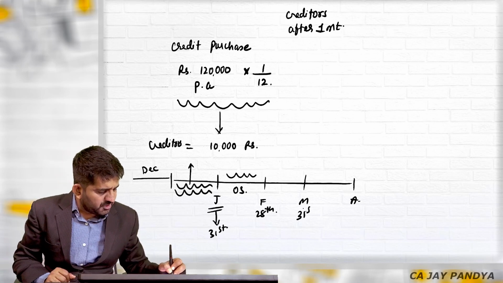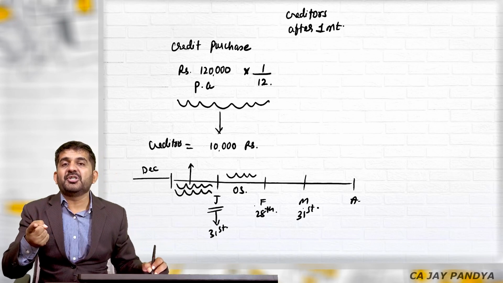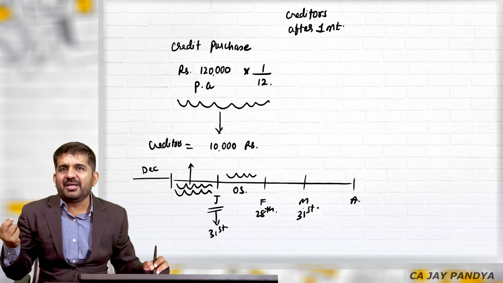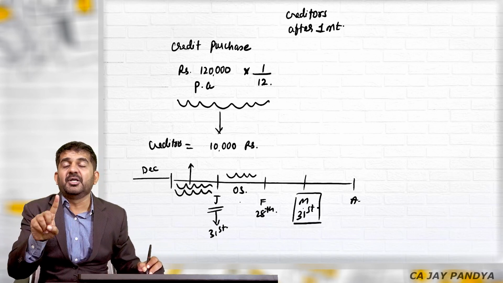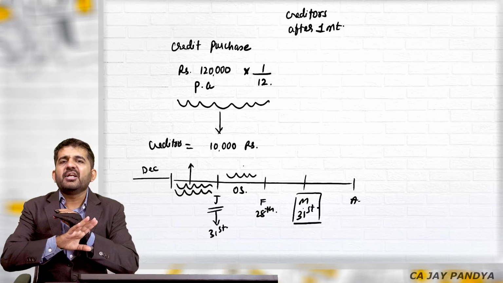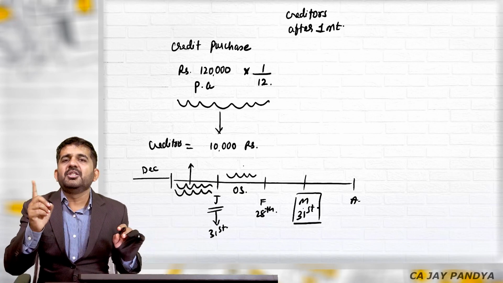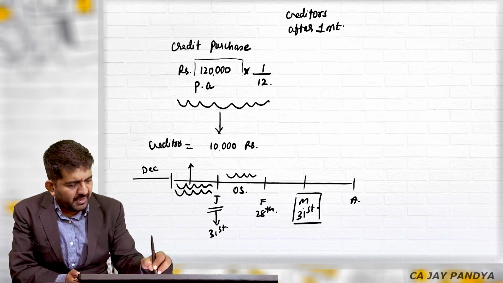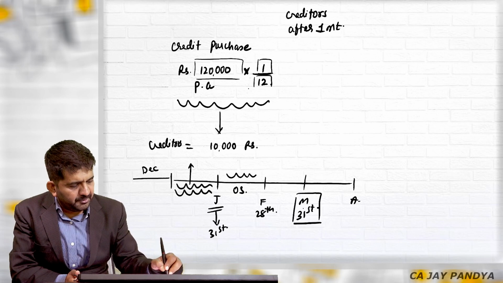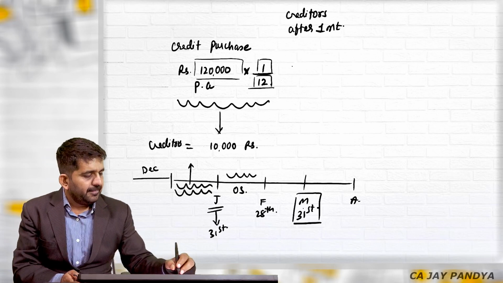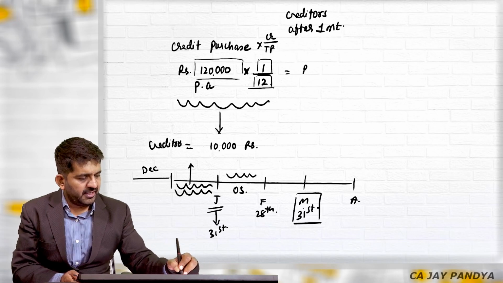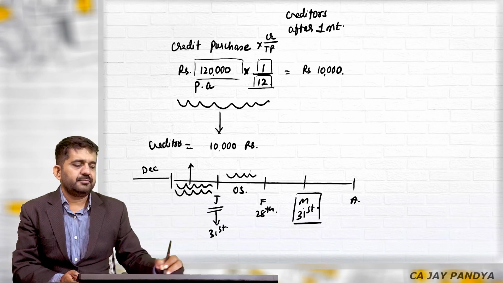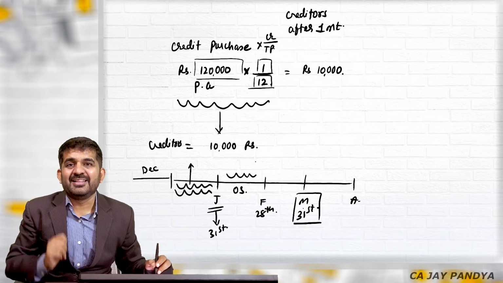As on 31st March, March purchase will be outstanding. February purchase will be paid during March. January purchase will be paid in February. So as on 31st March, only 1 month purchase will be outstanding. As on any date of the year, 1 month purchase will be outstanding. If 1,20,000 is per annum, what is 1 month purchase? It is into 1 divided by 12. Credit purchase into credit period divided by total period. I will get the creditors answer as rupees 10,000. What is the 10,000? Try to understand.